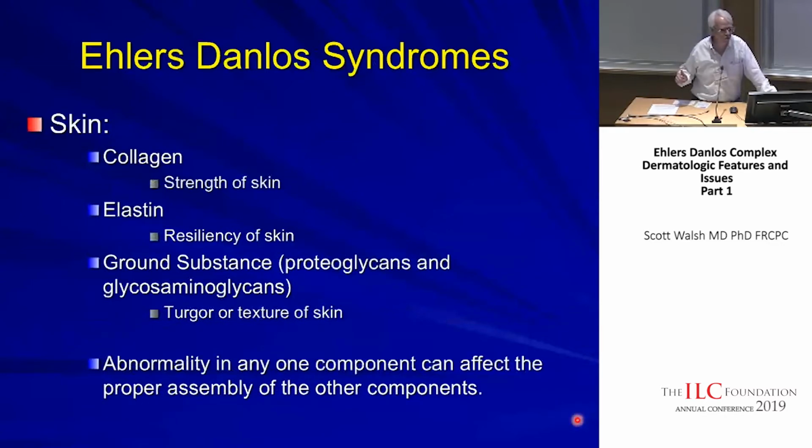So the skin. We have collagen, which gives us the strength in the skin. We have elastin, which is like a slinky, pulls apart but wants to come back together. It gives us the resilience of the skin. And then we have all this ground substance, which is proteins and sugars. And that gives us the moisture, the turgor of the skin, and links everything together. An abnormality in any one component of this can affect the proper assembly of all of the other components.